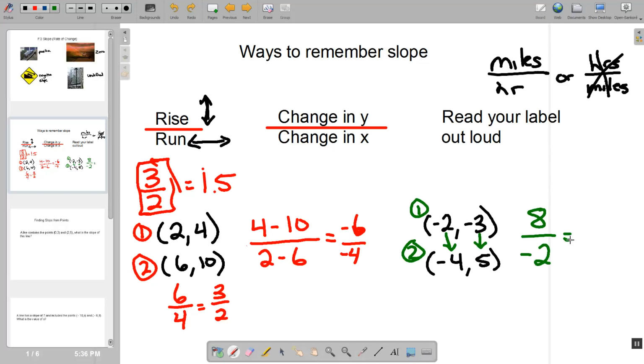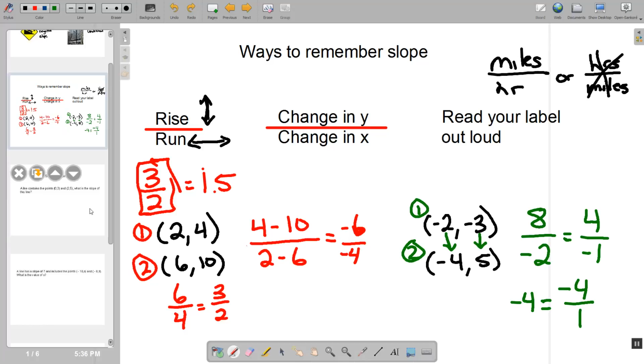So my slope ends up being, now there's a lot of ways you can write this, 4 over -1. You could write this as -4 over +1, or you could write this as just -4. These are all the same slope.